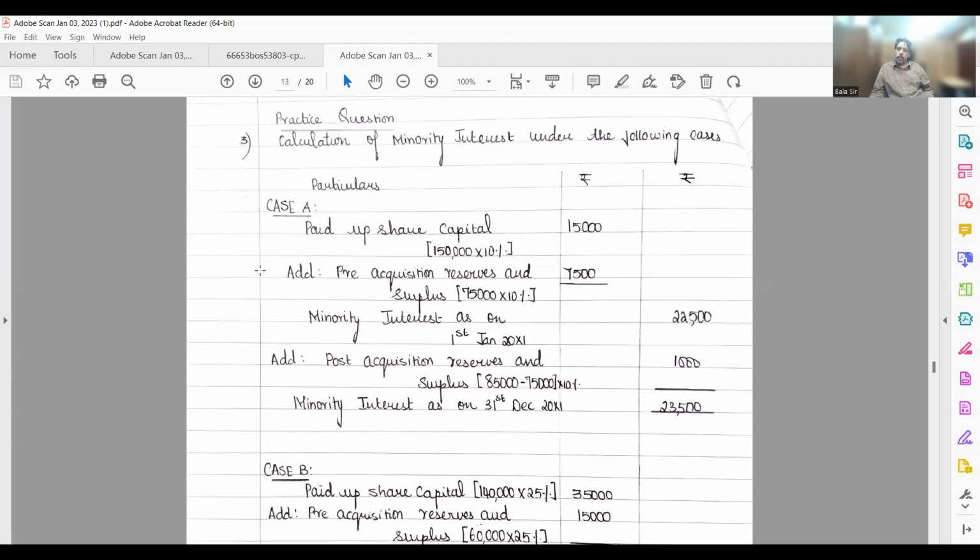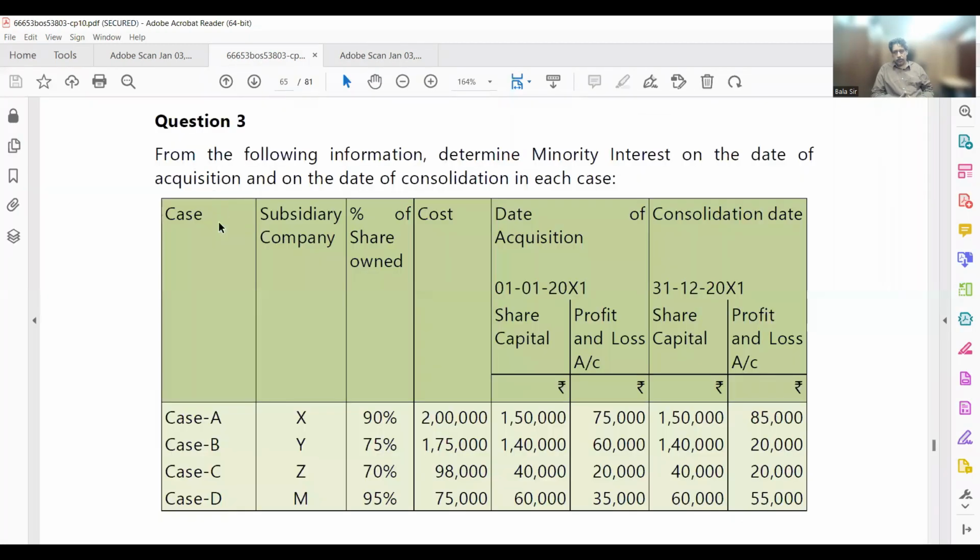And to this, add post-acquisition reserves and surplus. Profit will be 85,000 minus 75,000, 10,000 is the profit made by the subsidiary company in the current year post acquisition. On that apply 10%, minority share 1,000. In all 23,500 is the minority interest on 31st December, that is on the consolidation date. And don't consider the 2 lakh rupee amount invested by the holding company. They haven't asked for the goodwill. Leave it. Next.